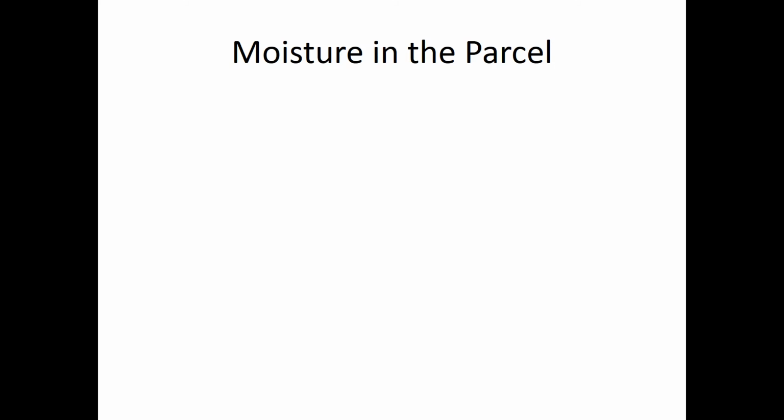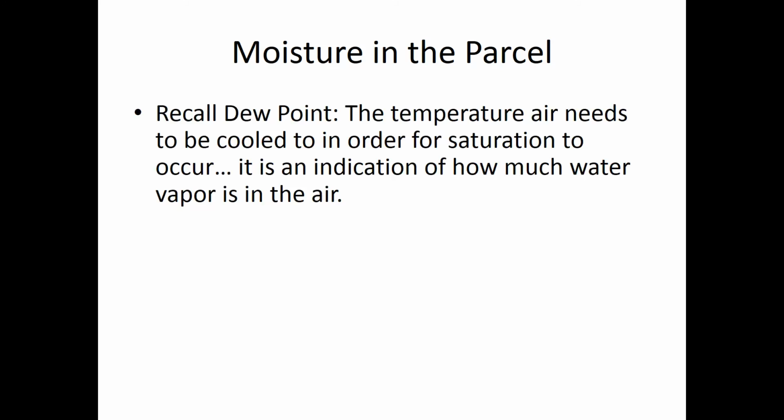that was for an unsaturated parcel. But what about a saturated parcel? In this case, a parcel that's saturated is a parcel that is cooled to the dew point temperature. Now remember, the dew point temperature is the temperature that air needs to be cooled to in order for saturation to occur. It tells us how much water vapor is in the air. If the dew point temperature is 10 degrees Celsius, then the air needs to be cooled to 10 degrees Celsius. If the dew point temperature is minus 10 degrees Celsius, then the air needs to be cooled to minus 10 degrees Celsius, and so on.